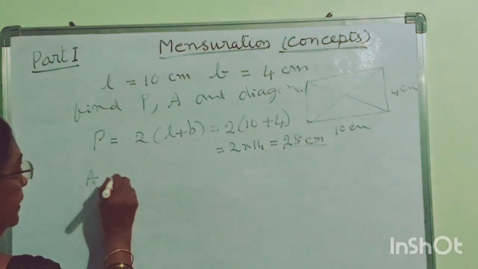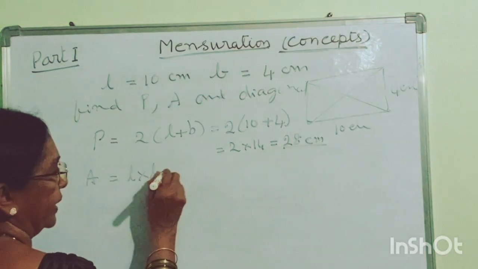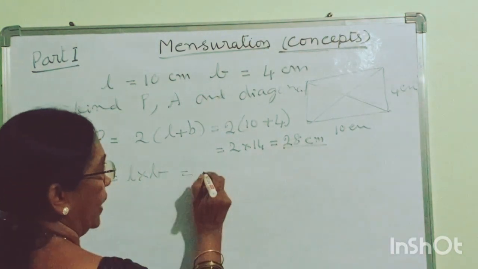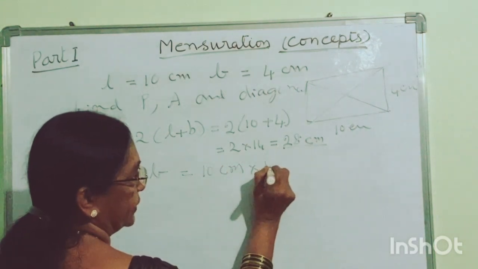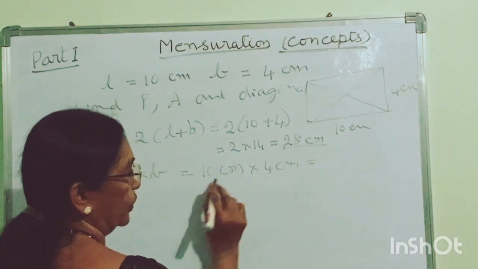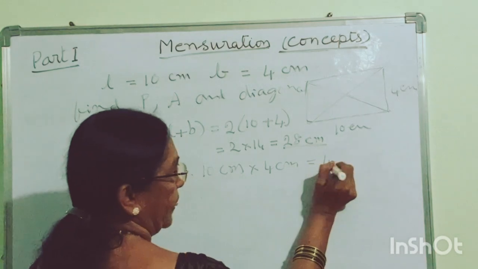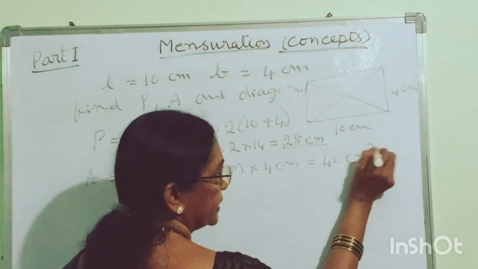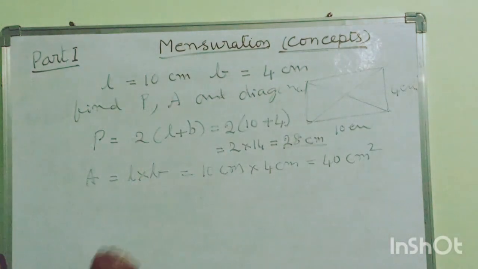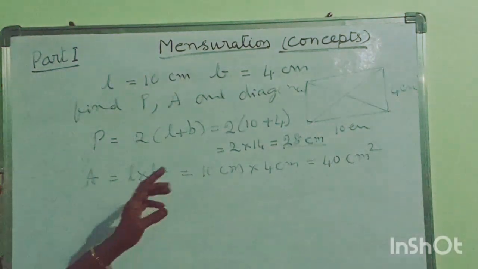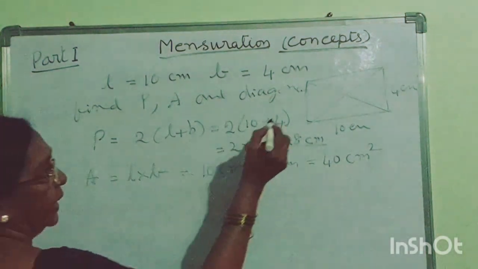And the area is equal to L into B, length into breadth. So length 10 centimeters and breadth 4 centimeters. So this is equal to 10 into 4, 40 centimeter into centimeter, centimeter squared. So area of this rectangle is 40 centimeters squared.